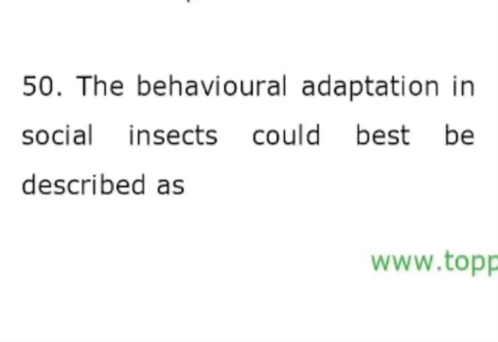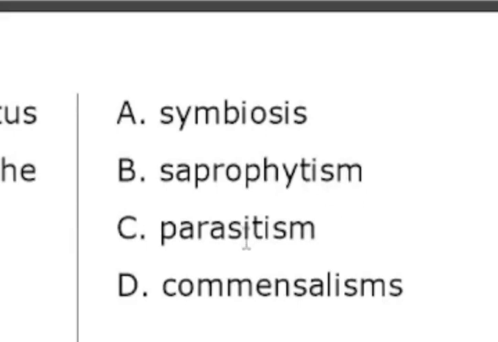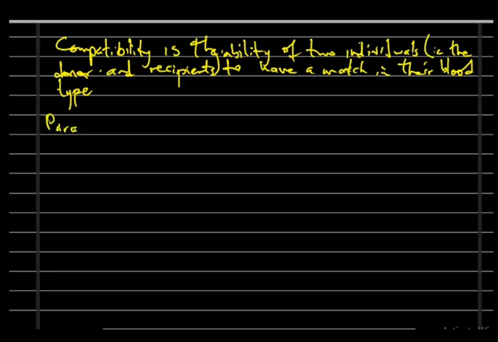And then the last question there. It says the behavioral adaptation in social insects could best be described as symbiosis, saprophytism, parasitism, commensalism. So this particular question brings us to talk about the types of associations. So we have parasitism. Parasitism is talking about a parasite and a host. A parasite feeding on a host. The parasite is benefiting while the host is losing in that relationship.